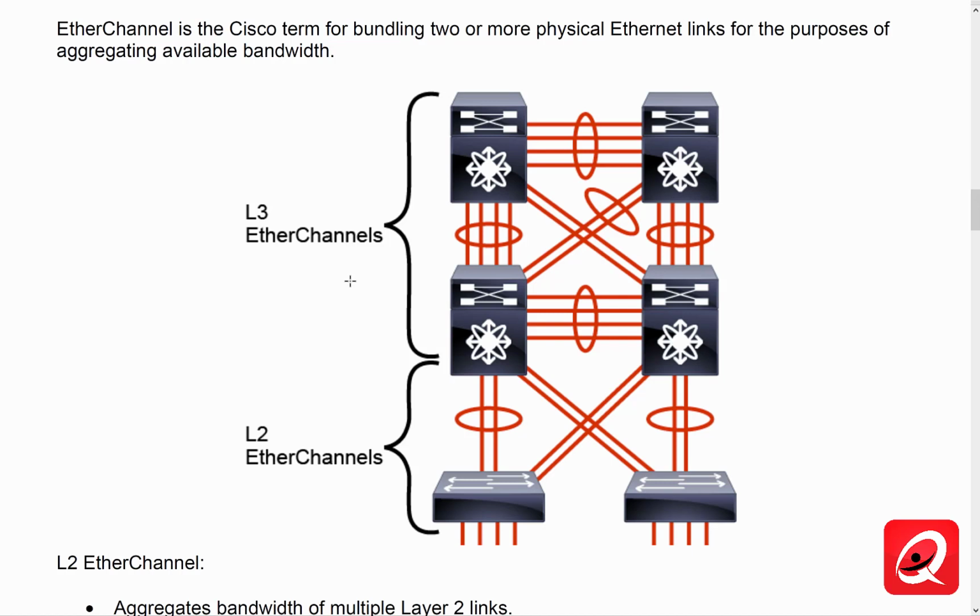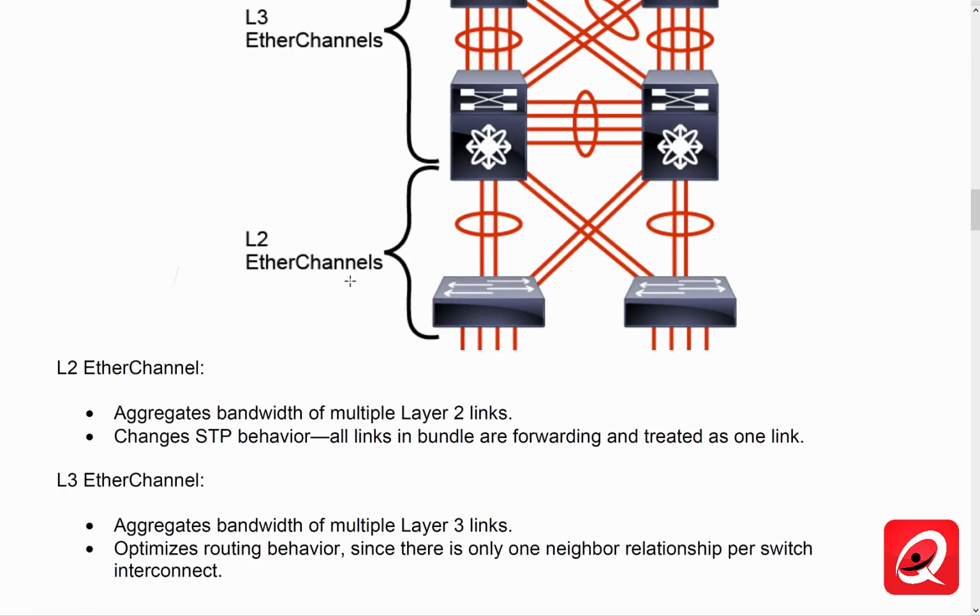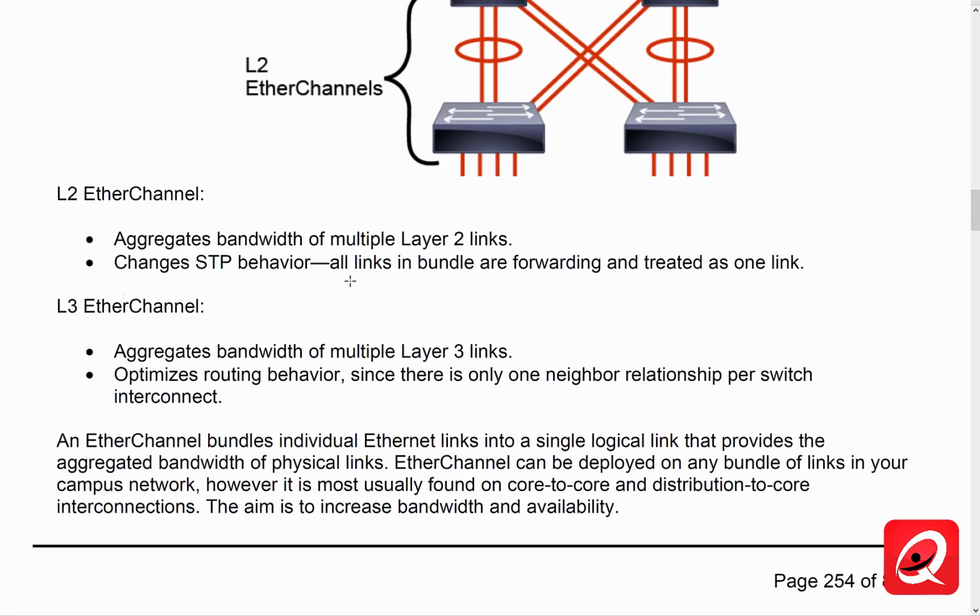You can create these ether channels at layer 3. You can create them at layer 2. And then, of course, whether it's layer 2 or layer 3 will determine what type of configurations you can put on the port channel interface, whether it's an IP address and some sort of routing on a layer 3 ether channel, or trunk configurations on a layer 2 ether channel.